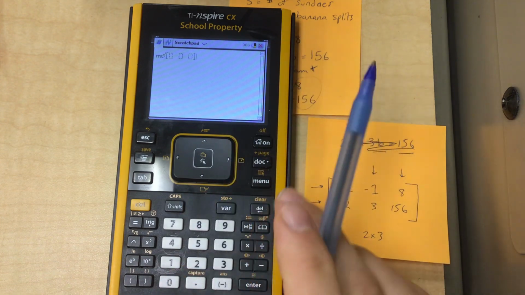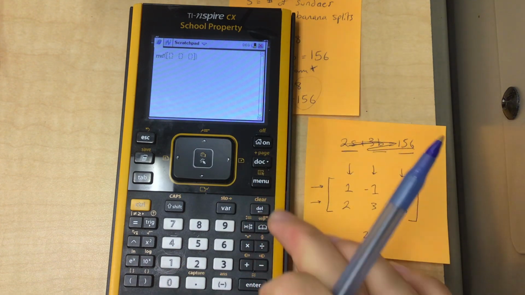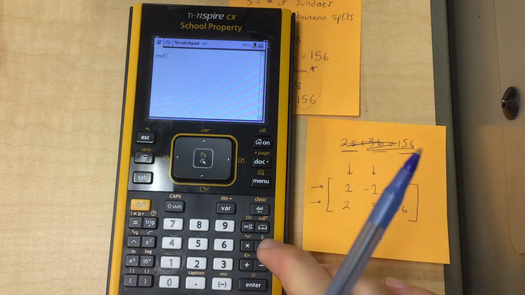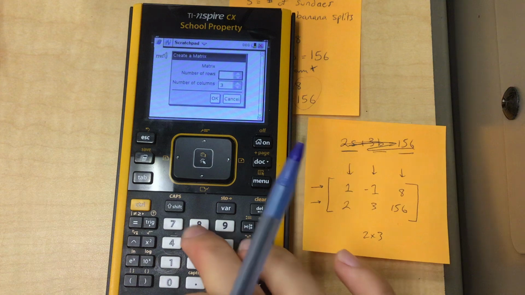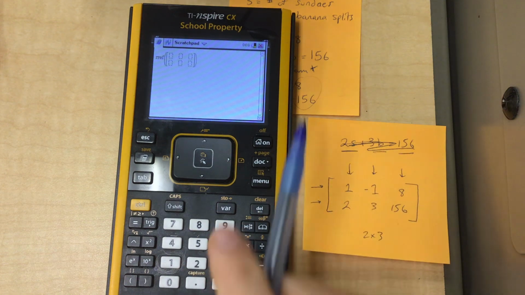Whoops, that did not work for some reason. Let me go back. 2 rows and 3 columns. There we go. All right, that works.